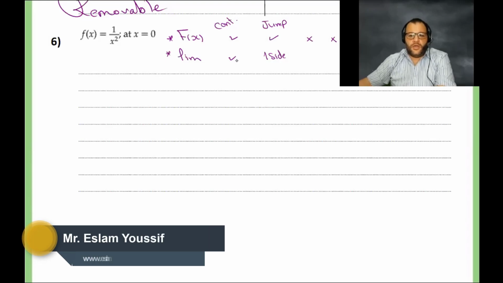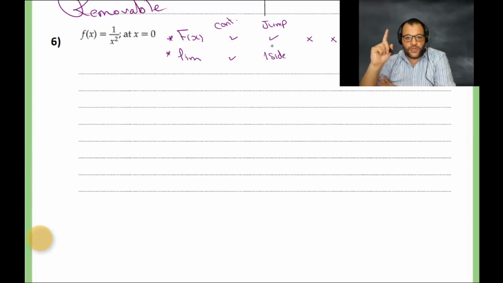So after that, jumping means there is a value of the function, but the limit only from one side. It means it's close to the value. Suppose that the value of the function is 5. We'll find that the answer is going to be 5 from only one side. From the other side, it's not equal to 5. It's equal to any other number. It means this function is a discontinuity of jump type.